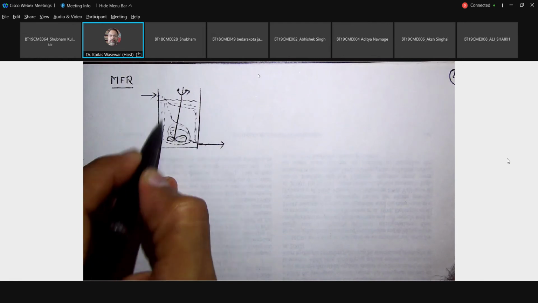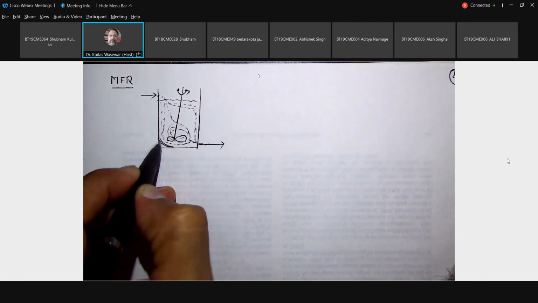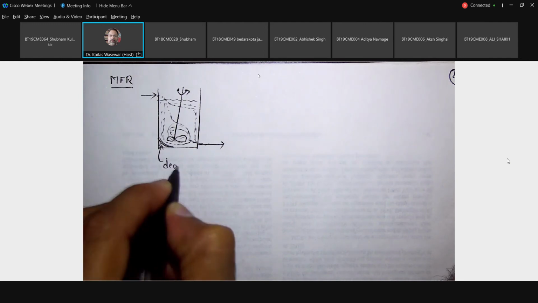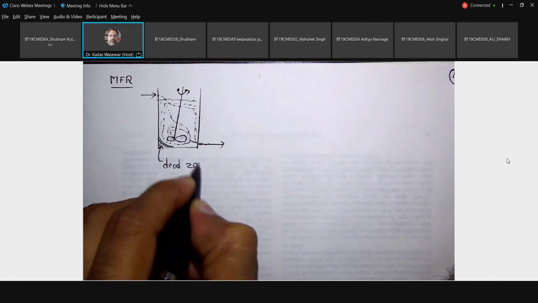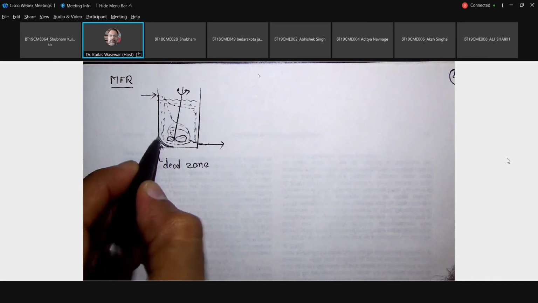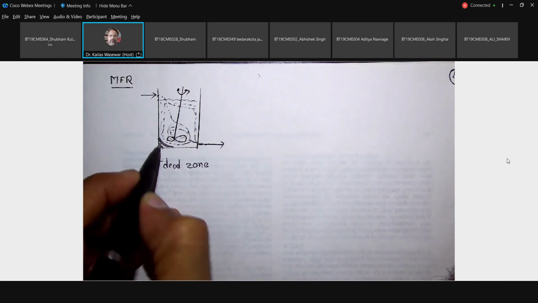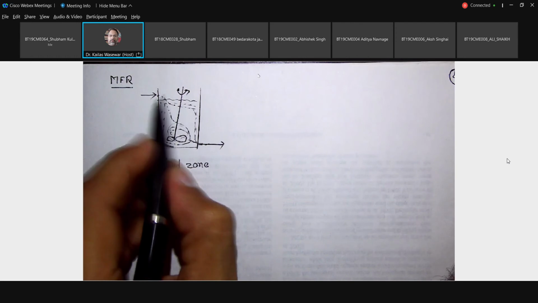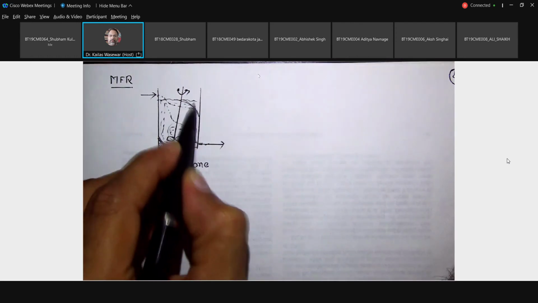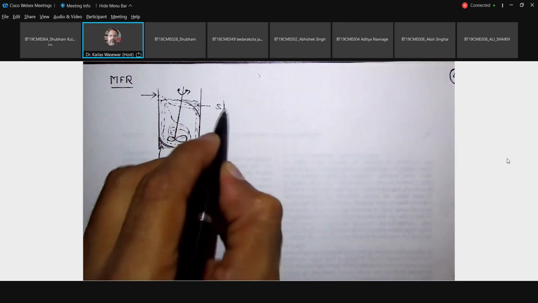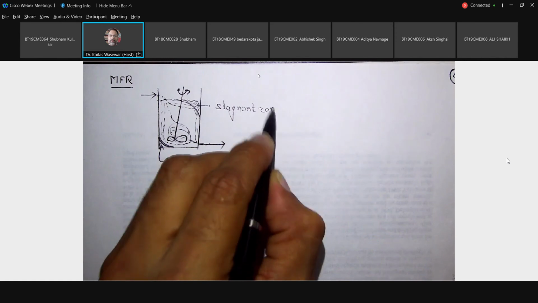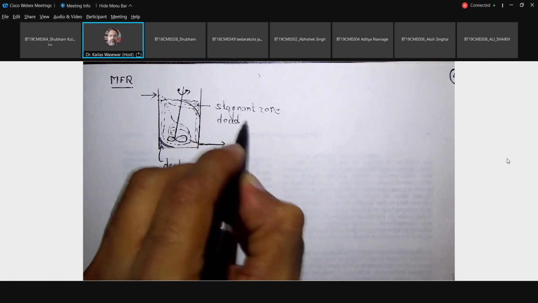And some may come this way and make this particular region a dead zone. That means this particular volume will not be utilized, so it will be a dead zone. Whatever fluid is there will not mix properly. Similarly, at this particular location, there may be the formation of, again, a stagnant zone. This is also a kind of dead zone.